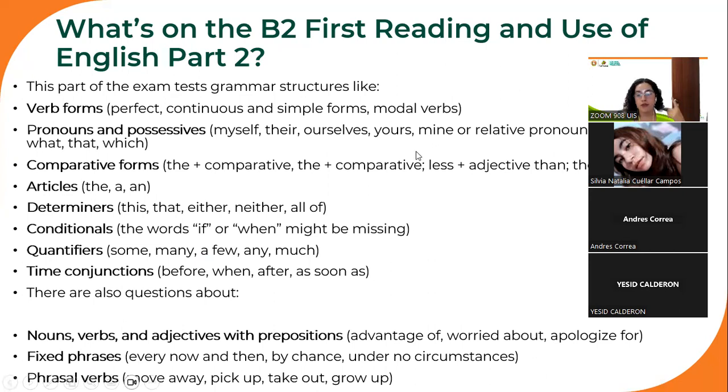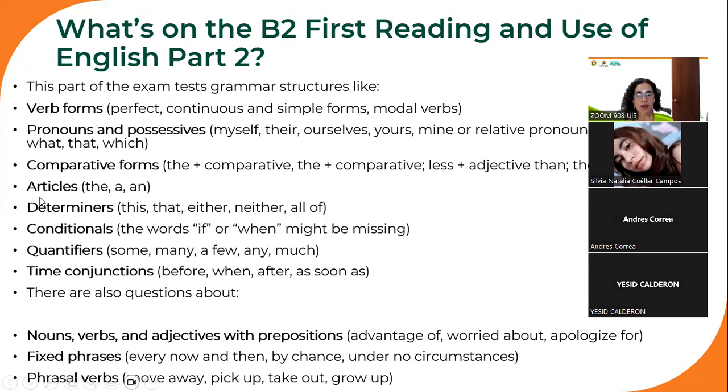We can find verbs, right? In simple continuous forms, either present or past or future forms. We can find modal verbs, all types of verbs. Pronouns and possessives, so myself, their, yours, mine, etc. Comparatives, so the more, the largest, the biggest, relatives.